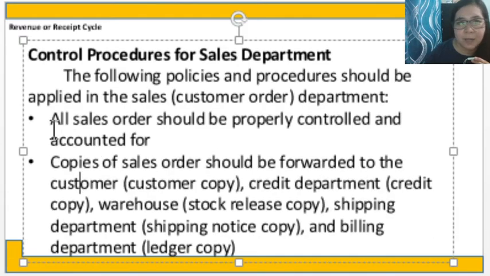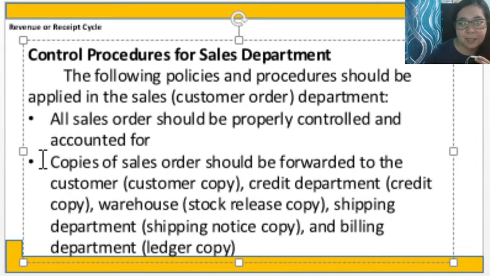Another is that all sales orders should be properly controlled and accounted for. Aside from pre-numbering, there should be someone in charge of the sales orders, and they should be accounted for, meaning all sales orders should be forwarded to the accounting department together with the other source documents to record the sale transaction.